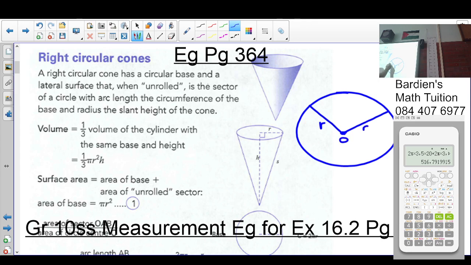A circle that is divided by 2 radii and a circumference. So this area here is called a sector. There's a minor sector, and this is of course the major sector.